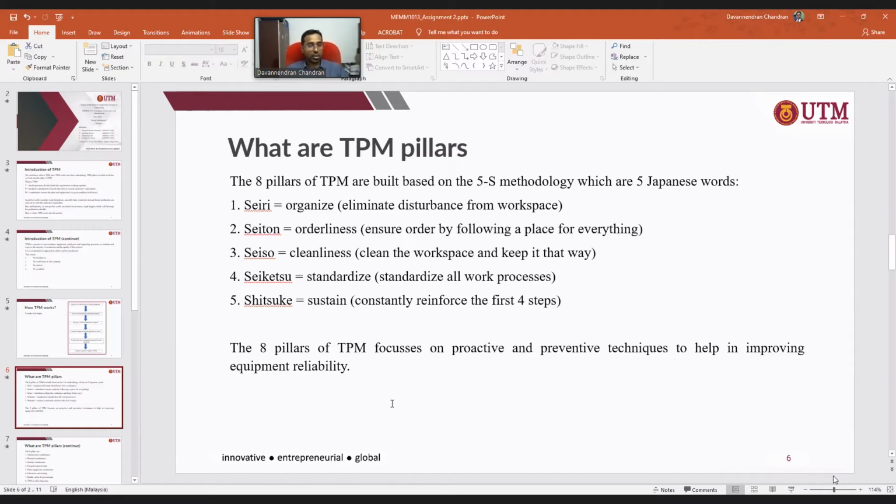The third word is seiso, which means cleanliness. So to ensure that the workspace is clean and to maintain it at all times. The fourth one is seiketsu, which means standardize, to standardize all the work processes. And finally, shitsuke, which means sustain, to constantly reinforce the first 4 steps. So the 8 pillars of TPM focus on proactive and preventive techniques to help improve equipment reliability.